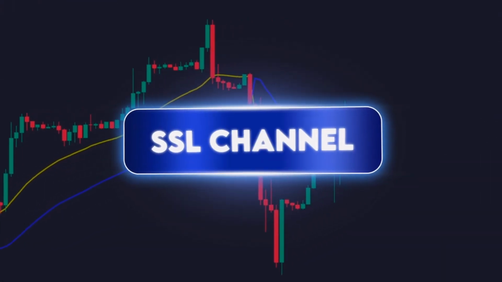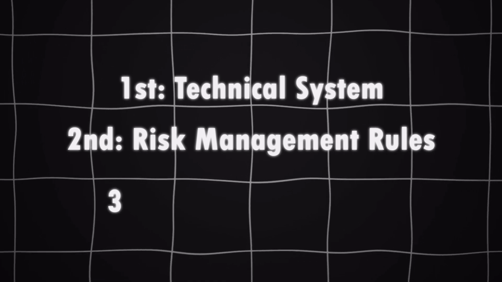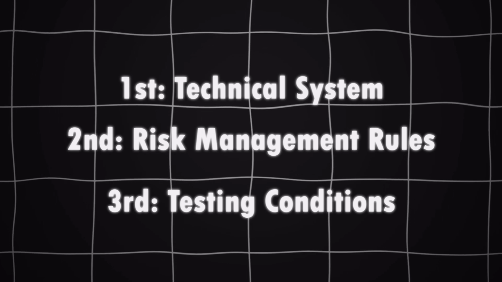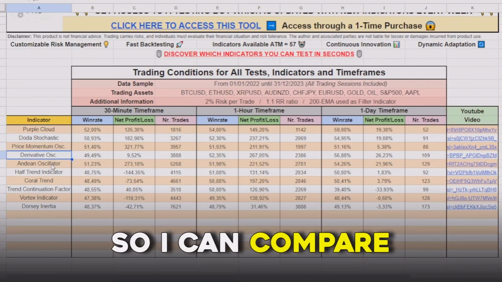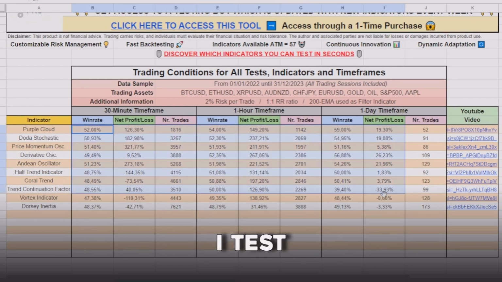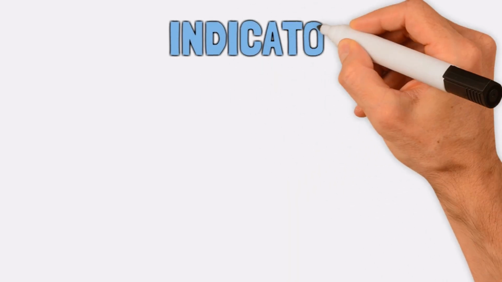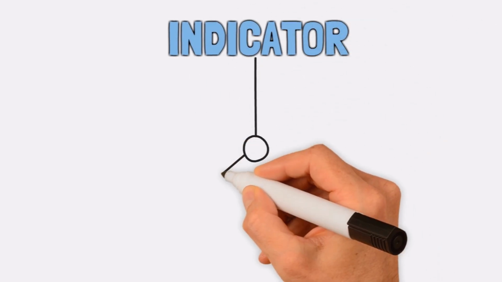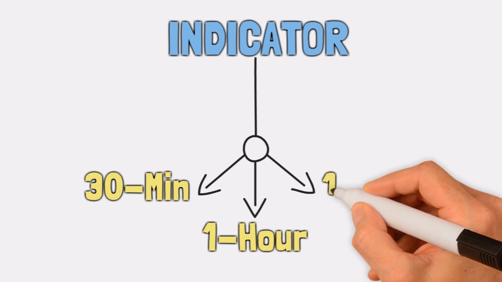So let's now test this new indicator. As usual, to do this, we need three things. First, the technical system, second, the risk management rules, and third, the testing conditions. Regarding the testing conditions, they are always the same, so I can compare the different indicators I test fairly and efficiently. So I will backtest the smoothed SSL channel in 3 different time frames: the 30 minutes, the 1 hour and the daily one.